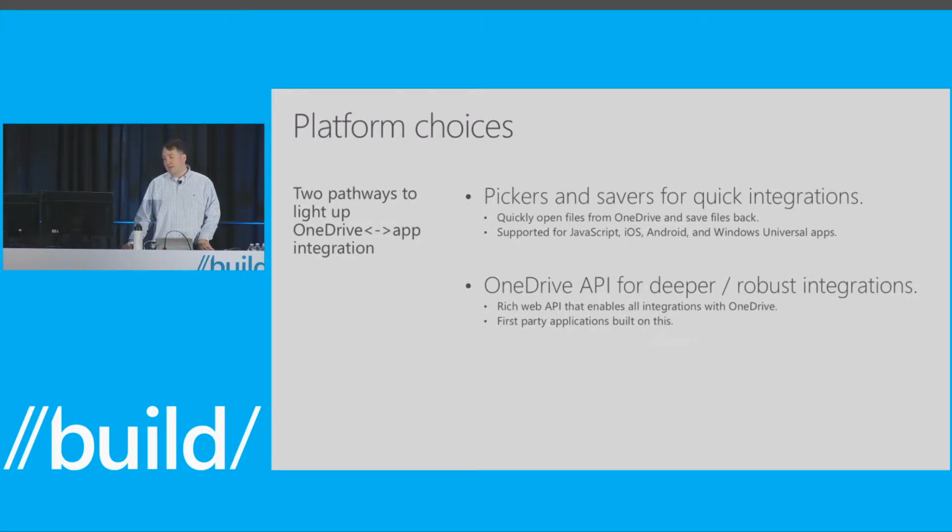And then we have a brand new OneDrive API, which I'll be spending a lot of time talking about, which is for deeper solutions. So if you want to do more on top of just writing a file or just opening a file, if you want to sync changes back and forth between OneDrive, if you want to deal with thumbnails, if you want to deal with sharing links, any of those more advanced features, then the OneDrive API is really the way to go. So I'm going to spend a little time going into both of these. We're going to start off with pickers and savers, and I'll do a couple demos there just to show you quickly how those work, and then we'll do a deep dive into the OneDrive API, and you can see how more robust solutions work.